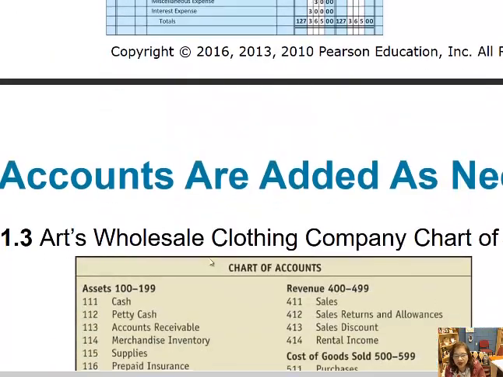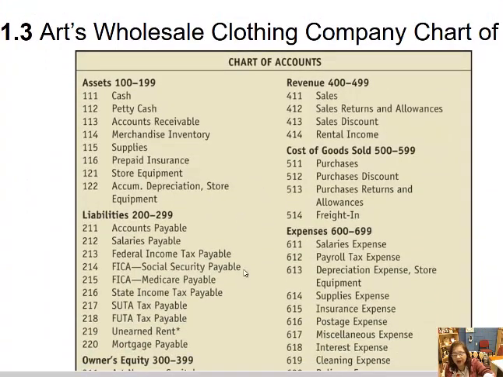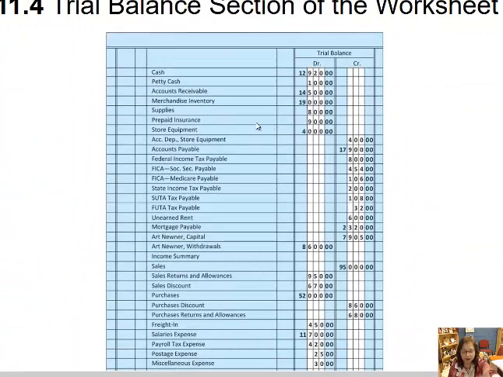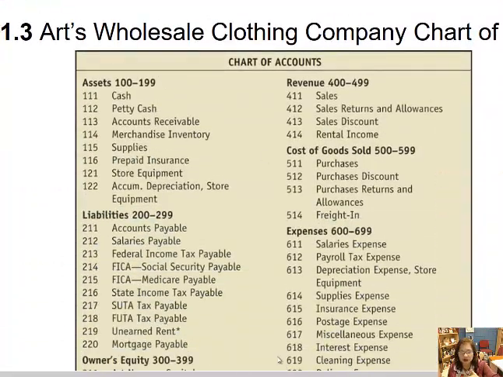Then, of course, we're coming into now the chart of accounts. This is what they have, which is based off of what you'll see in the trial balance. All of these accounts noted are here as well.